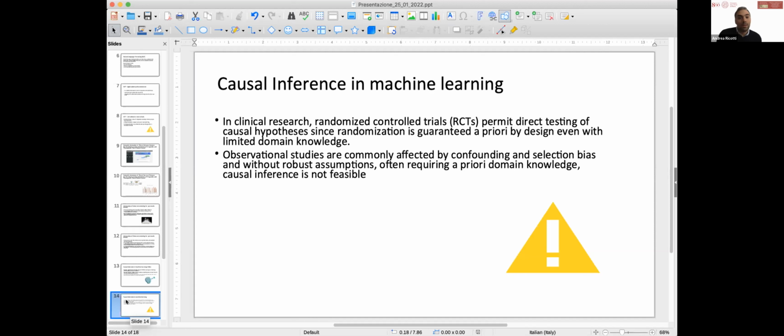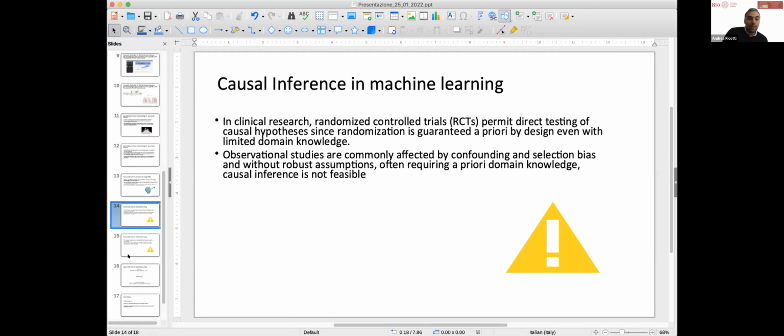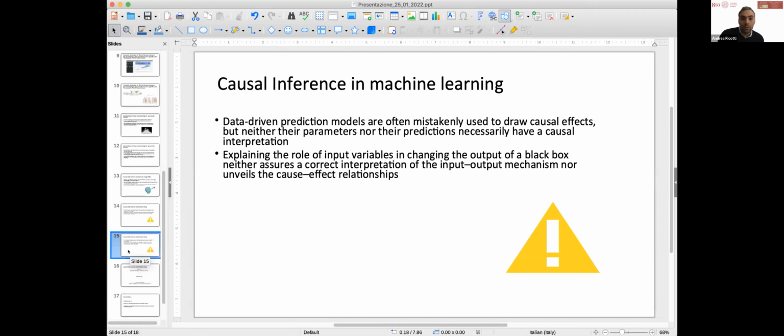On the other hand, we have observational studies that are commonly affected by confounding and selection bias, and without robust assumptions, causal inference is not feasible. But we have a lot of observational studies that can help us improve our knowledge. From a machine learning point of view, data-driven prediction models are often mistakenly used to draw cause effect, but neither parameters nor predictions necessarily have a causal interpretation.